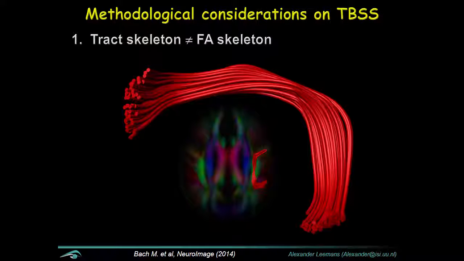And indeed, technically speaking, a tract skeleton as presented in the paper, so this combination of two words, is misleading because we're not using orientation information. We're not looking at tracts, we're looking at FA values. So the orientation information from the diffusion tensor is not included to compute the tract, quote, unquote, skeleton, okay?